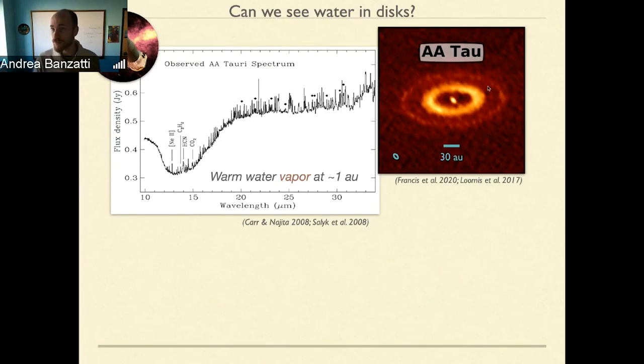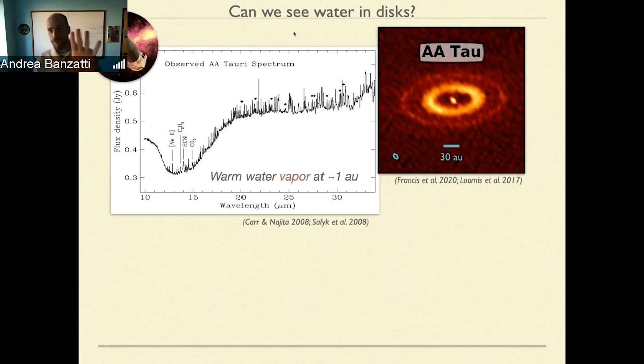And now I invite you again to recognize the difference between the spatial scales that we can see with ALMA and Spitzer. So here you see this is a 30 AU bar. This is the maximum resolution of ALMA. Here we are talking about water coming from the inner pixel, or a few pixels in this image, okay? Warm vapor inside of 1 AU.